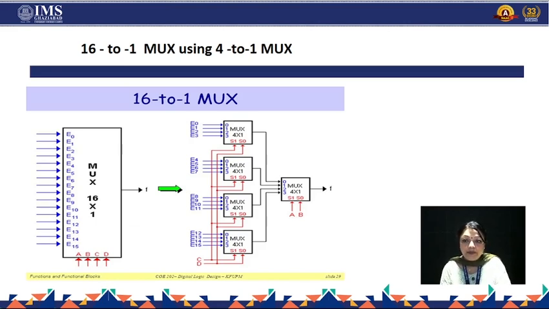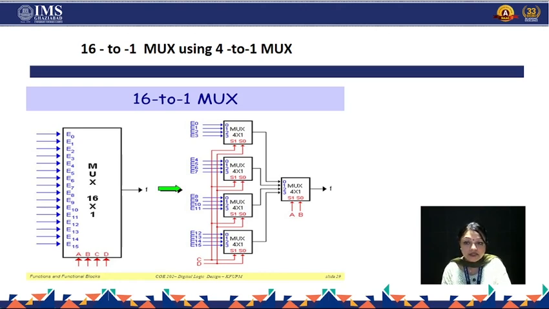Now we can implement the 16 into 1 mux using 4 into 1 muxes. This is the block diagram of the 16 into 1 mux. In the block diagram you can see the input lines start from E0 and go to E15. So there are 16 input lines and one output line, that is F. There are 4 selection lines that are A, B, C, D.